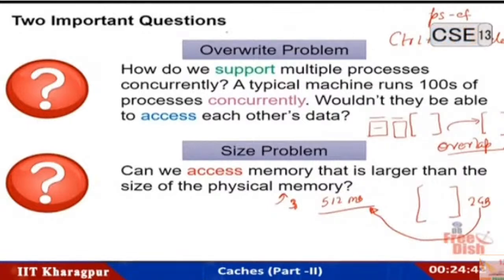So let me call this the overlap/overwrite problem. We will refer to it interchangeably. And the size problem. Both of these need to be fixed to create a computer system out of just a processor. A computer system, as you would recall, runs multiple processes concurrently at the same time.